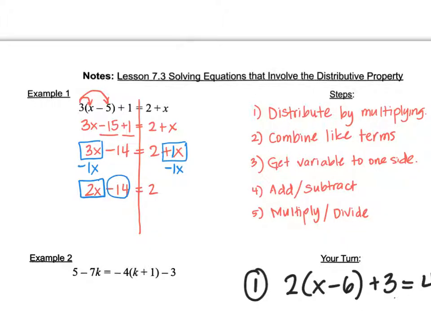So let's add 14, right? I'm on step 4 now. Add 14, and I get 2x equals 16. And the last step is divide by 2, because x is multiplying by 2. So our solution is x equals 8. And there we have it.